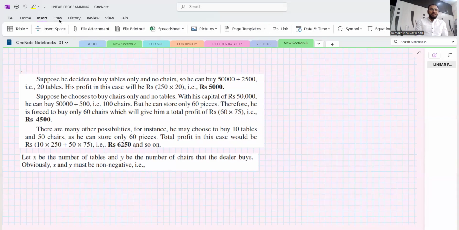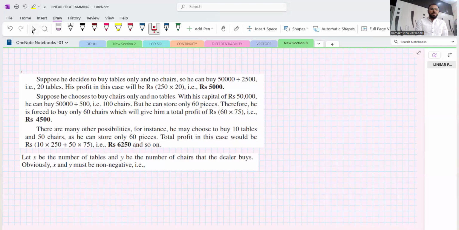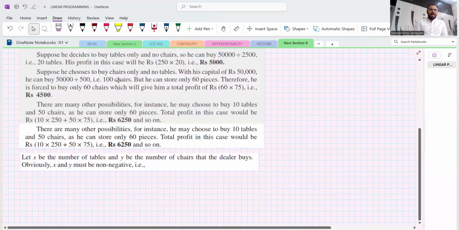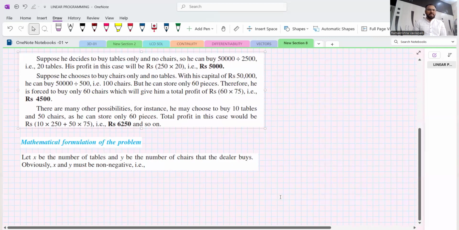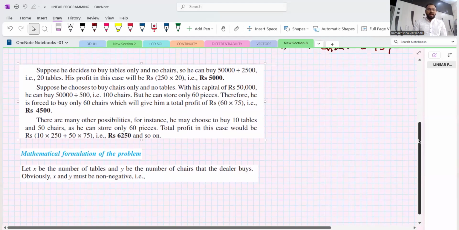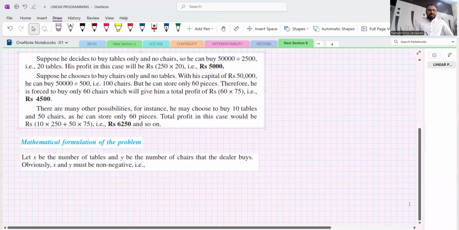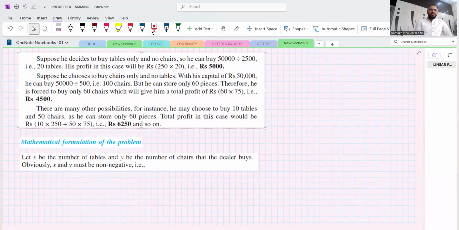So is there any mathematical formula to find the maximum profit? So, the mathematical formulation of this problem. I am going to formulate this problem using linear equations and inequations. Very simple. Every question can be formulated in two or three variables. You see, let x be the number of tables and y be the number of chairs that the dealer buys.